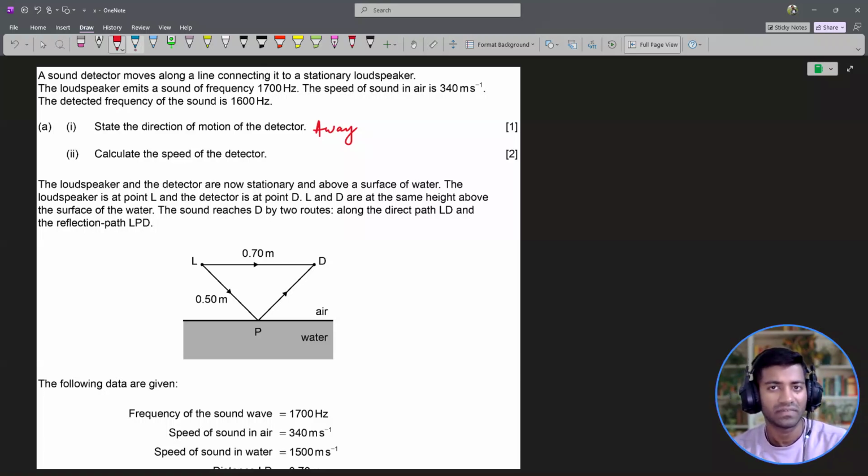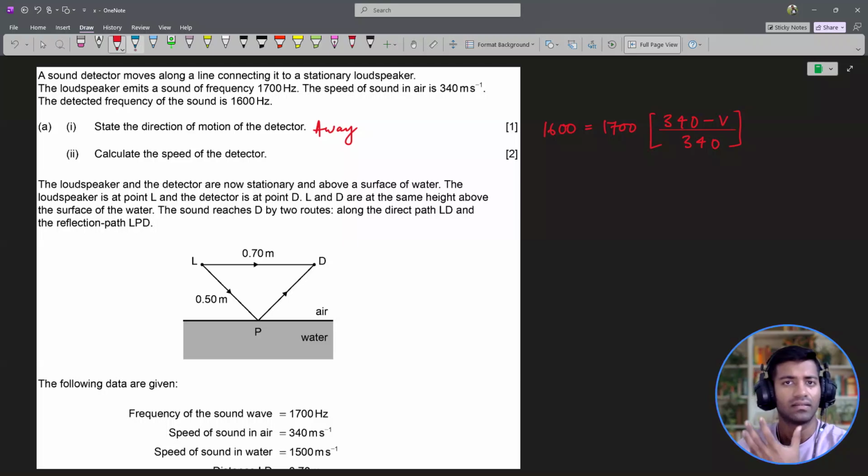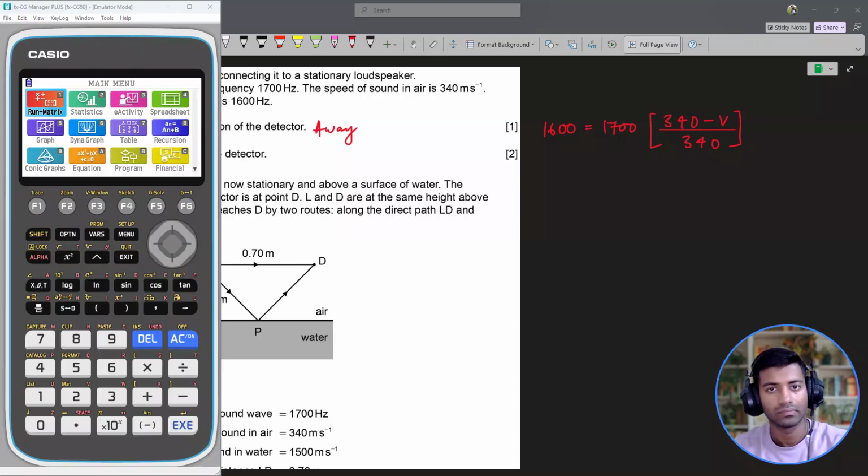Now it's a Doppler effect question. We have the received frequency of 1600 hertz. This equals 1700 times, there's a whole lot of things that go into the bracket. So in the numerator, we will have speed of sound minus the speed of detector, the listener, divided by the speed of sound, and this loudspeaker is at rest, so nothing else goes there. We just have to solve for this. So we'll move to the calculator.